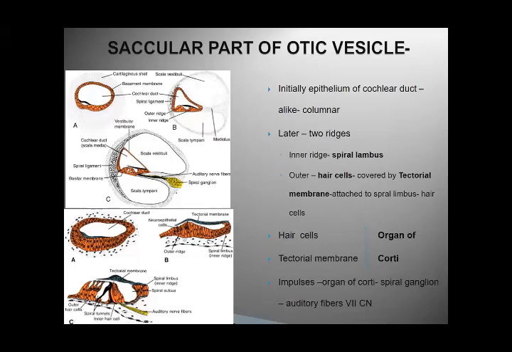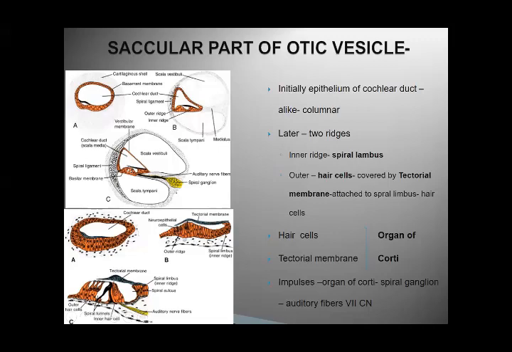The inner ridge, ये inner ridge है. This develops into spiral limbus. और ये जो outer ridge है, इसके cells ये दो में divide हो जाती है, inner and outer. ये hair cells में develop हो जाते हैं. And these hair cells are covered by the structure which is called tectorial membrane, membrana tectoria.